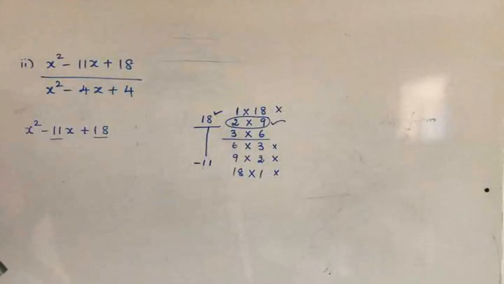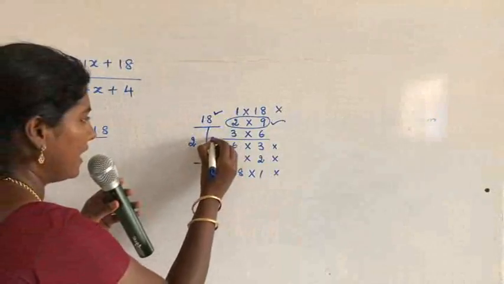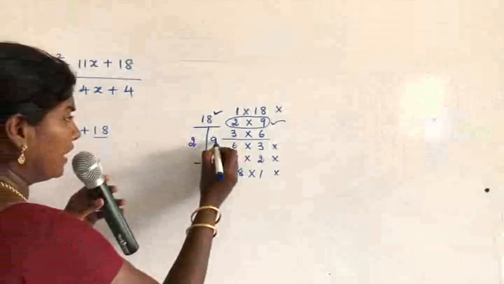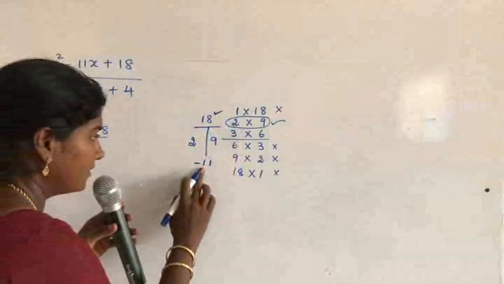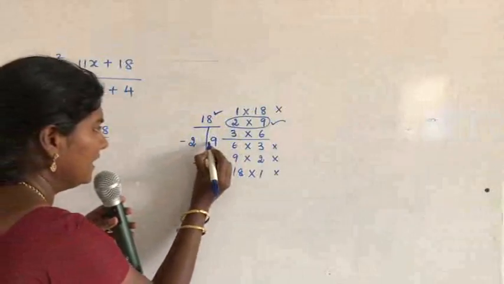Now let's see how to assemble over here. So you are going to write here 2 and 9. Now 2 into 9 gives you 18. That's done. But here you have minus 11. So what are we going to do? We are just going to insert here a negative sign.